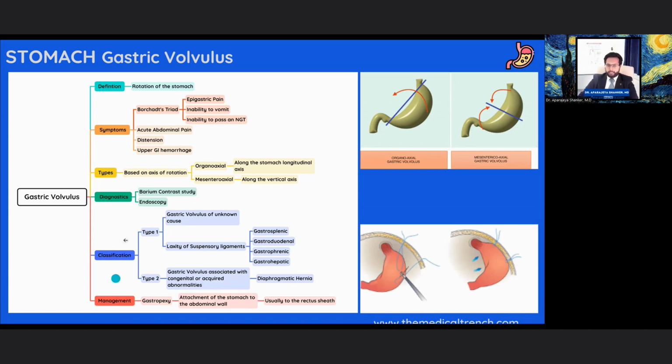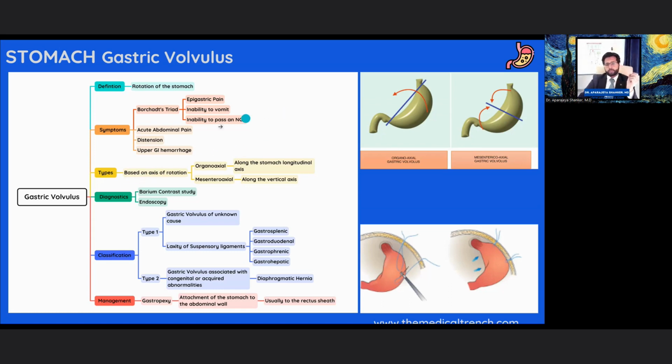Now, in this topic, you have to remember Borchardt's triad. Borchardt's triad is epigastric pain, inability to vomit, right? And inability to pass an NG tube. What does that mean? Inability to vomit means the patient wants to vomit, but nothing is coming out. It's called retching in English. The patient is retching, they have epigastric pain, it's sudden onset, aggressive, right? And when you try to insert an NG tube, you can't, right?